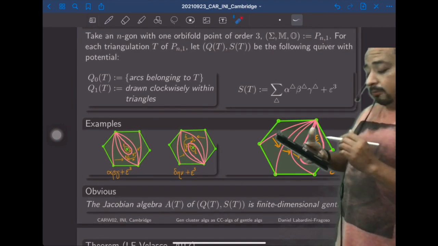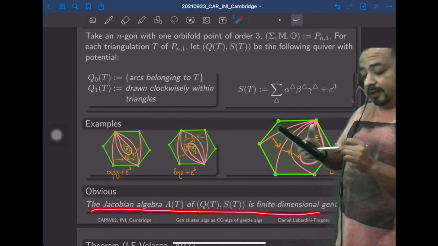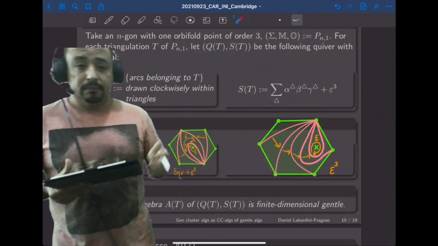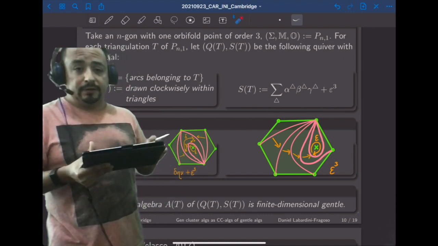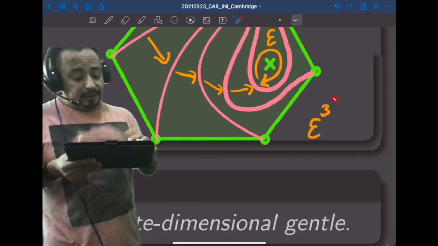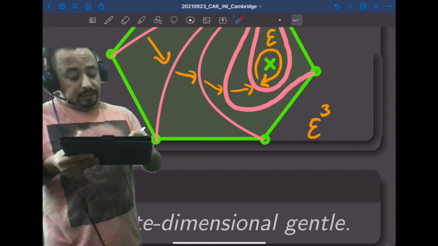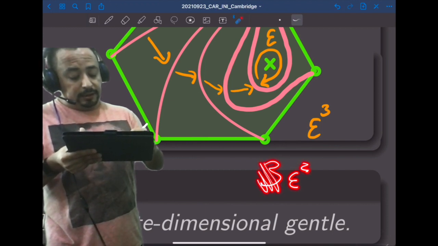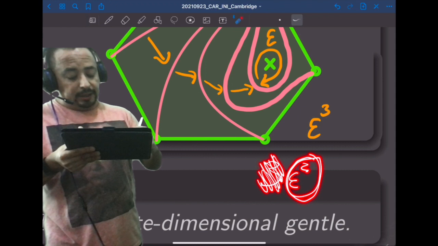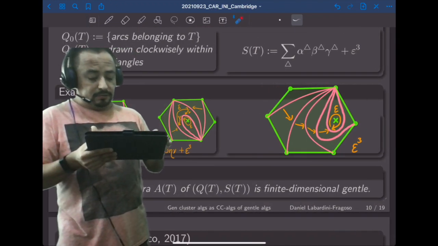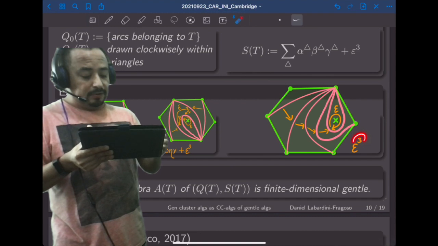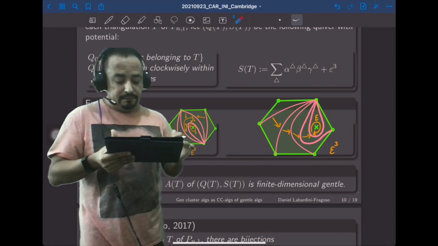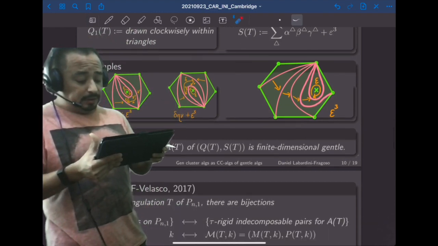And it turns out that the Jacobian algebra is finite dimensional and gentle, right? Let's say that I work over the complex numbers or a field of characteristic different from 3. The point is that when I take the cyclic derivative with respect to epsilon, it becomes 3 epsilon square, and in the complex numbers you really get epsilon square. So there is no conflict: this 3 becomes a 2 in the Jacobian algebra.